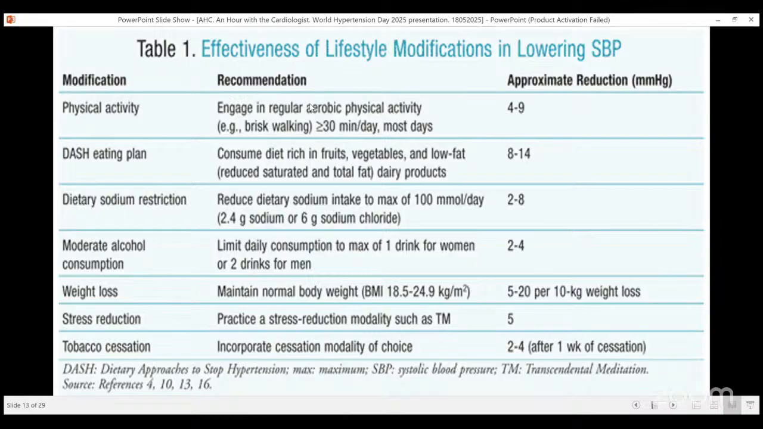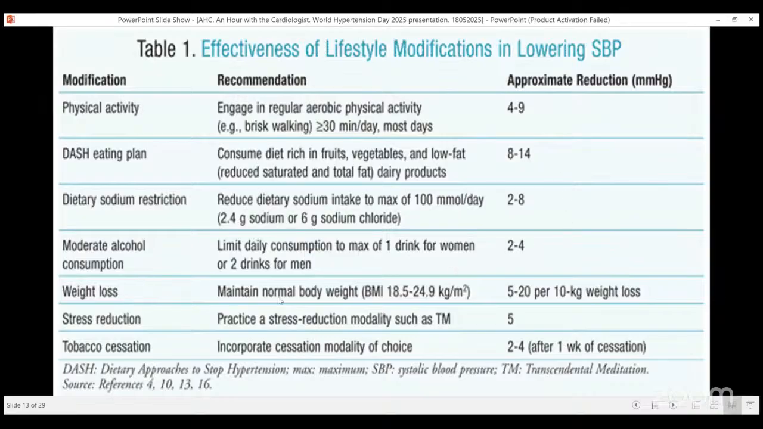DASH eating plan. Consume a diet rich in fruits, vegetables, and low fat dairy products. That will reduce your blood pressure by 8 to 14 millimeter mercury. Reduce sodium consumption. That will reduce your blood pressure by 2 to 8 millimeter mercury. You can see how these things are impacting on blood pressure. Reduce or stop alcohol consumption. That will reduce your blood pressure by 2 to 4 millimeter mercury.